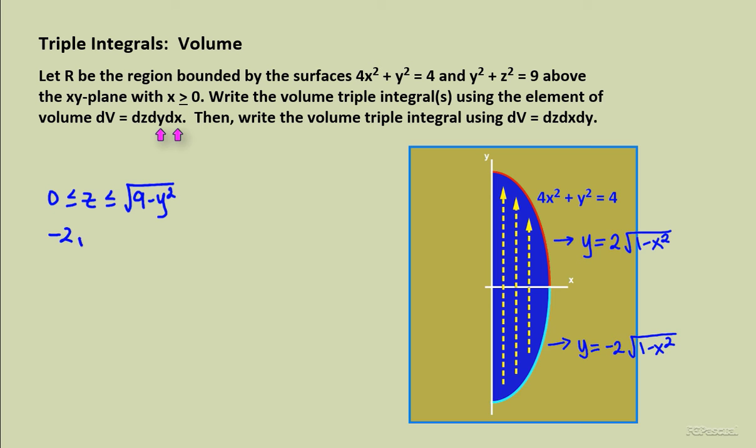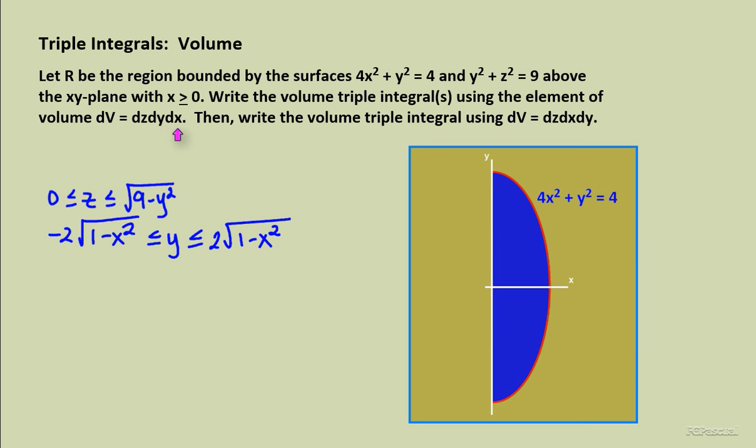We have minus 2 times the square root of 1 minus x squared is less than or equal to y, which is less than or equal to 2 times the square root of 1 minus x squared. Now that we have finished writing up the inequalities for y, like z, y should never make a reappearance in the subsequent inequalities that we have to write. And there is only one set of inequalities left, the inequalities for the variable x.